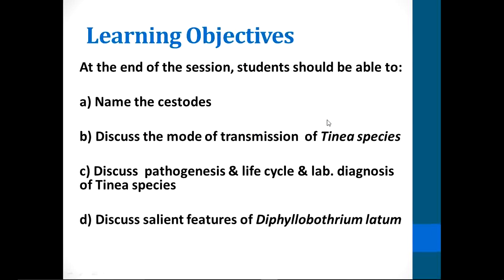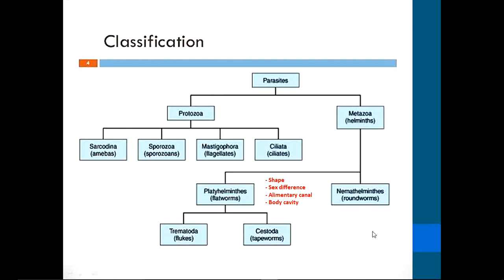By the end of this session, you should be able to enlist cestodes of medical importance, and discuss the mode of transmission, pathogenesis, life cycle, and laboratory diagnosis of Taenia species. We are also going to have a brief look at some of the important characteristics of Diphyllobothrium latum. You must be familiar with this classification by now.